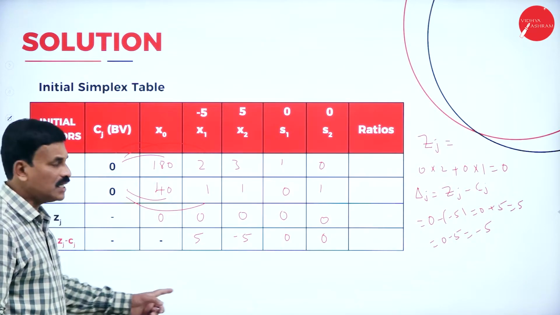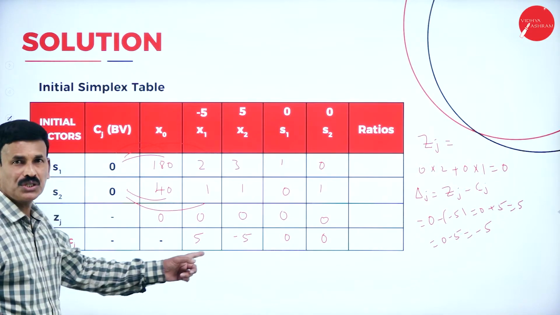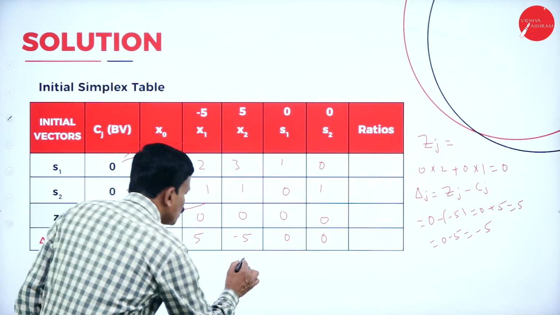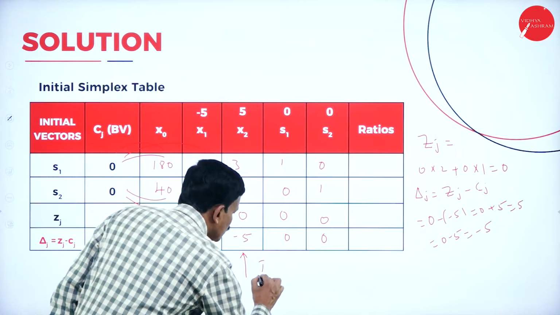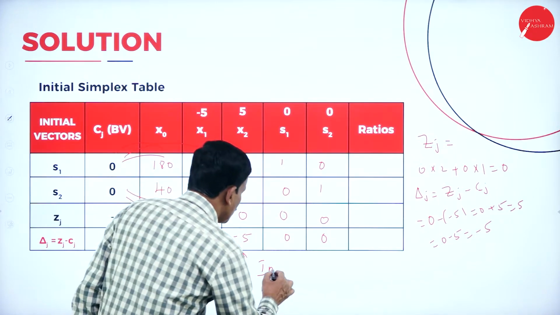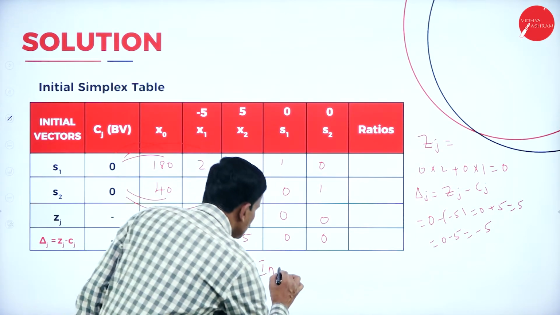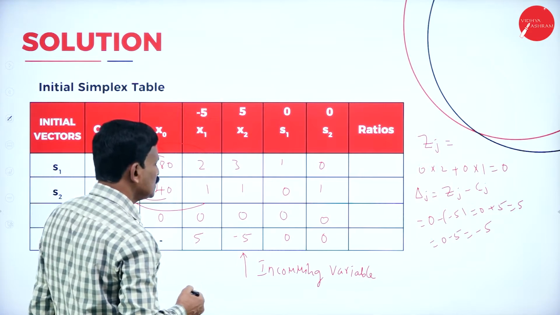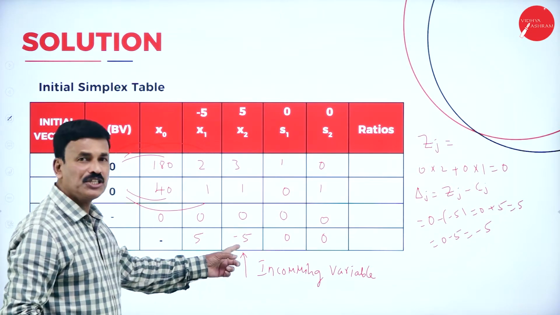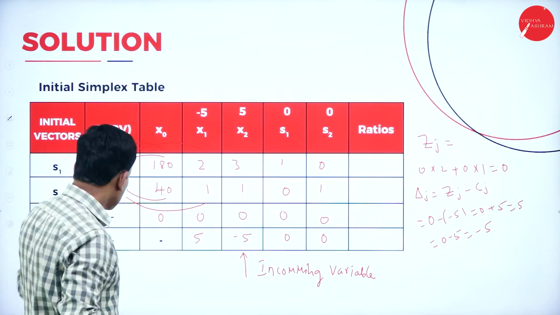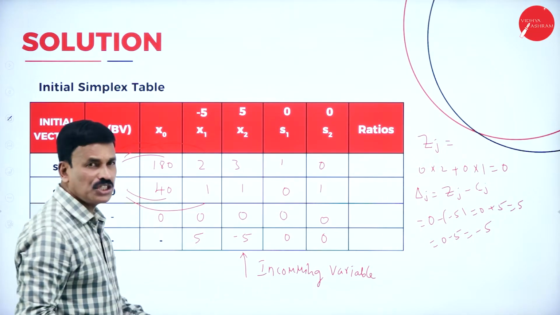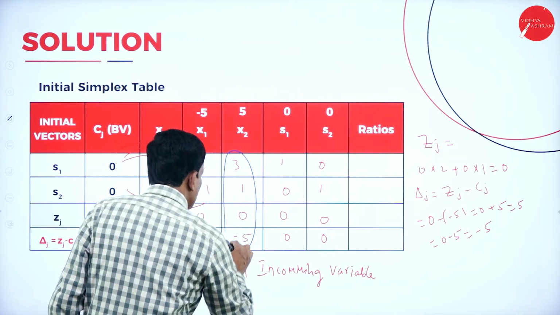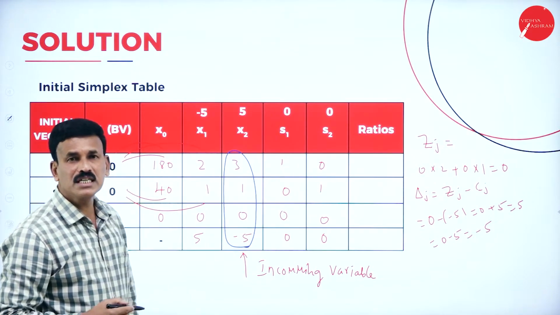Let us identify the least negative value in the delta j row. In the last row, just identify the least negative value. Here the least negative is minus 5. Therefore, this is called the incoming variable. That is, identify the least negative value in the last row, the delta j row, and represent this as the incoming variable.